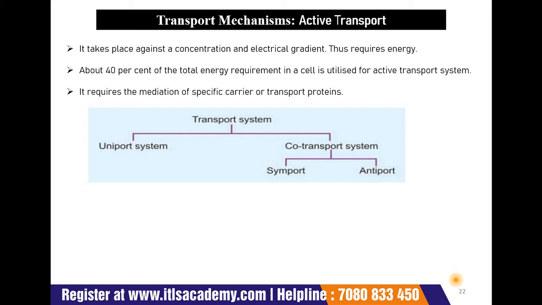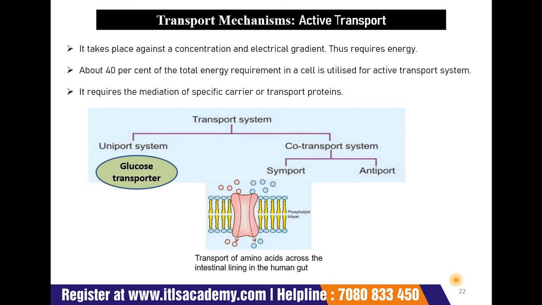It basically requires the mediation of very specific carrier or transport proteins. So what are basically the active transport systems? There are basically two, which are further divided. The one is the uniport system. The best example for the uniport system is glucose transport, in which there's a transport of a single solute molecule through the membrane.